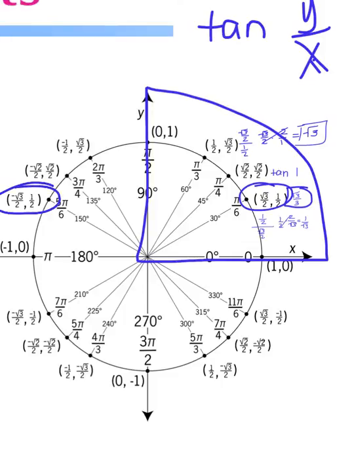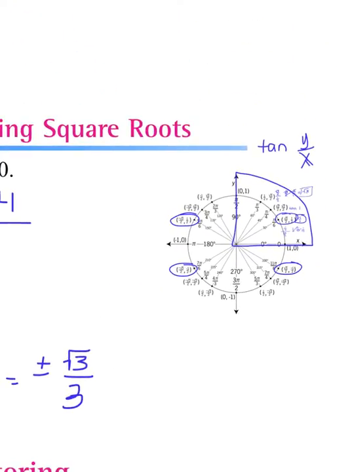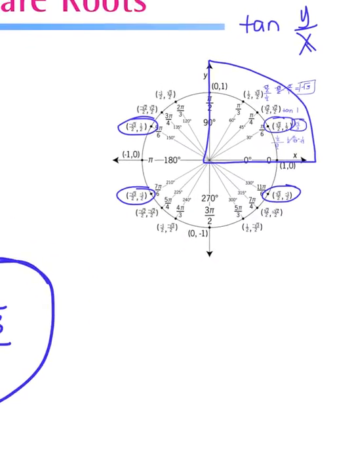At negative root 3 over 2, 1/2, what's the tangent? Negative root 3 over 3. At negative root 3 over 2, negative 1/2, what's my tangent? Positive root 3 over 3. At positive root 3 over 2, negative 1/2, what's my tangent? Negative root 3 over 3. So we're looking for all the possibilities, those 4 places where I get negative root 3 over 3. What are the 4 answers that we just circled?